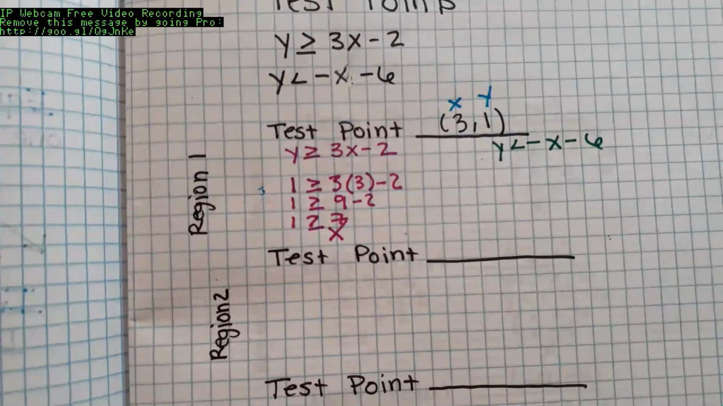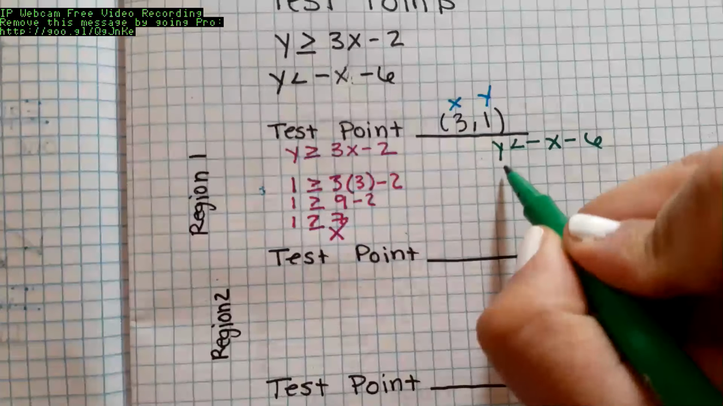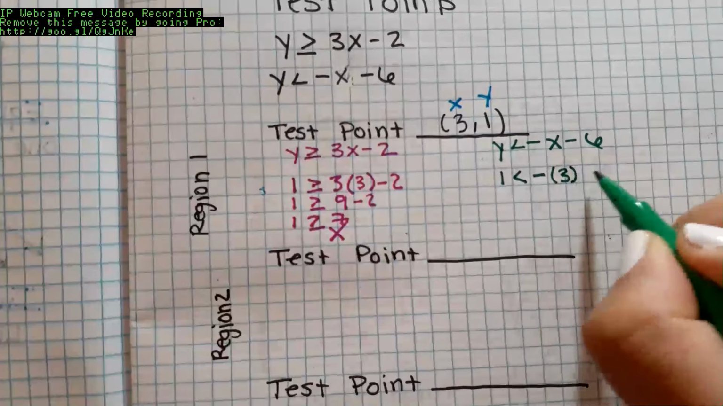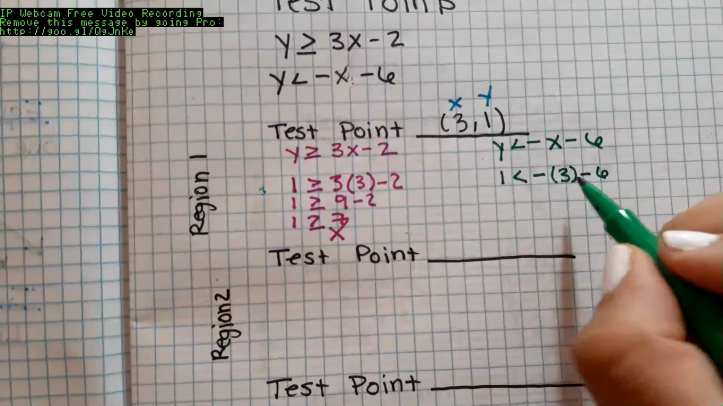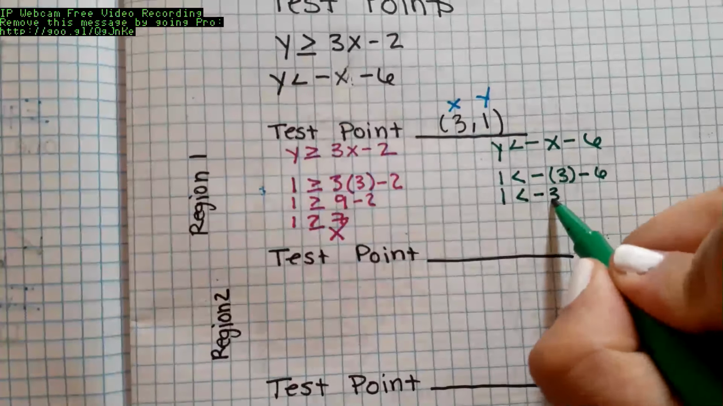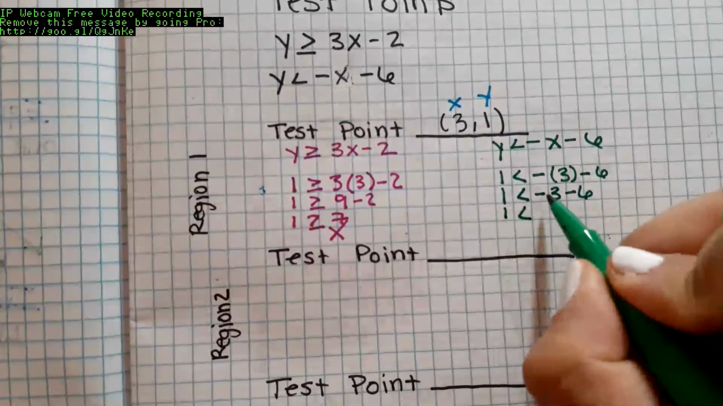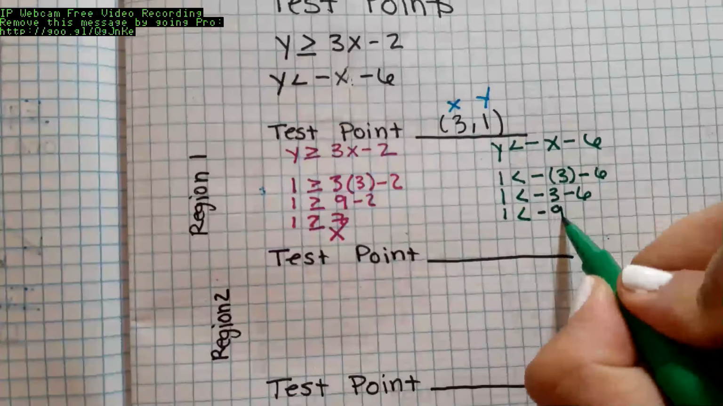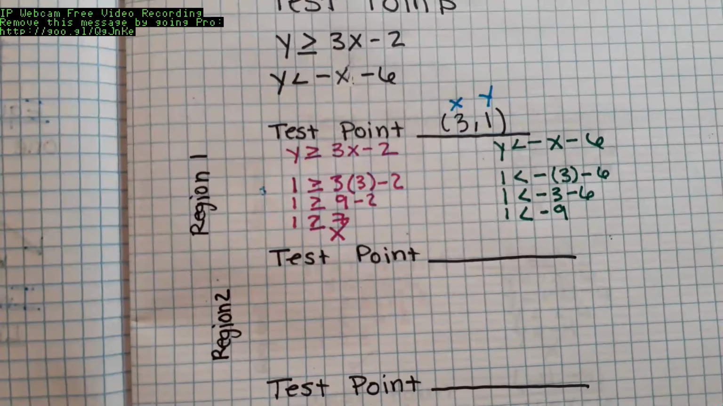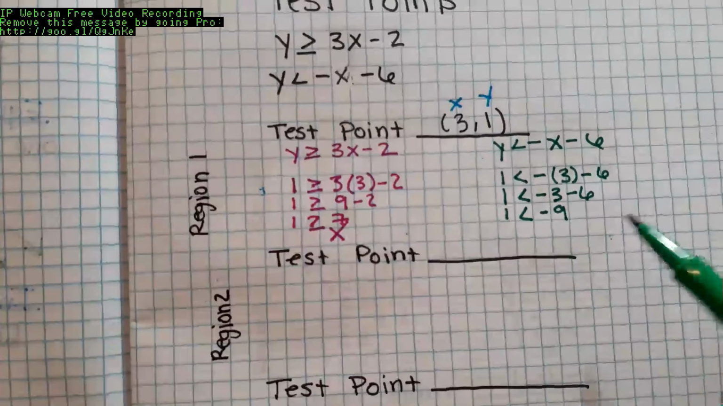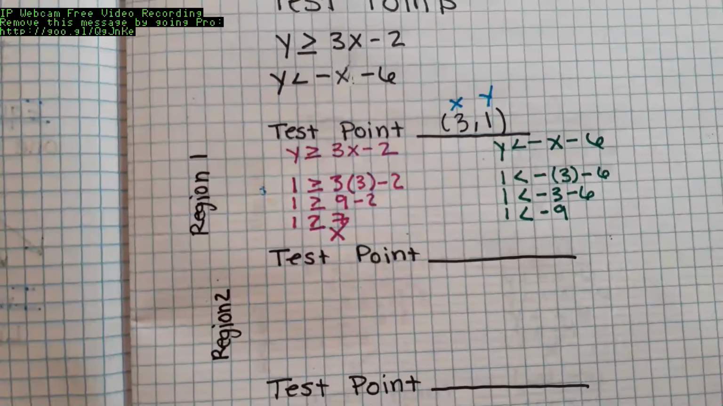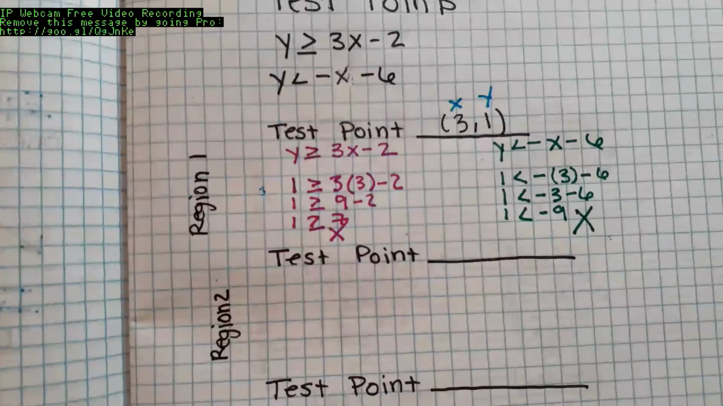Okay, so let's try the other one. I'm going to substitute 1 less than negative, and in my parentheses I'll put a 3, and make sure you put it inside the parentheses. You'll see later on why. So I'm just going to clean this up. And negative 3 minus 6 is negative 9. So then you ask yourself, is 1 less than negative 9? And that is a no. So I'm going to put an X.